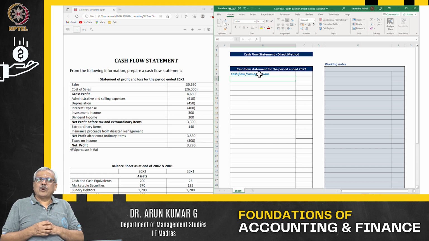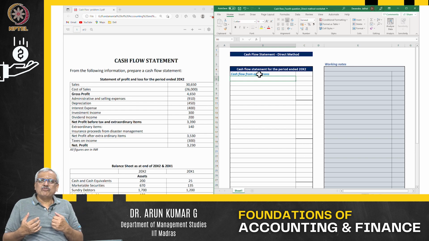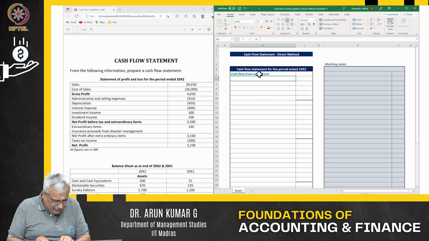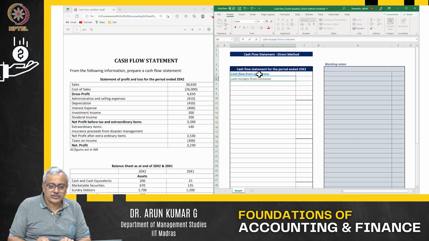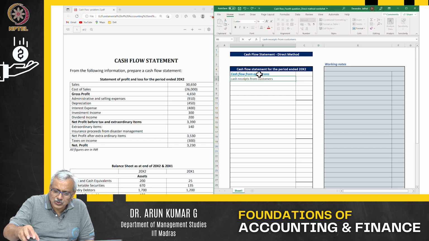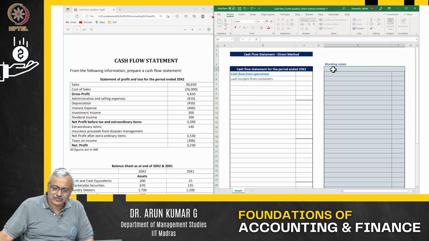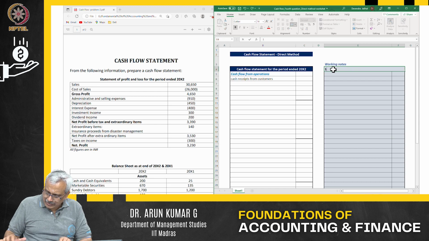When you are looking at cash flow from operations, what is the key aspect? The key cash inflow is cash receipts from customers. When I say cash receipts from customers, I am just going to do some working out here. Let us say I am going to do this. What is the cash receipt from customers? Let me term it as cash receipts.